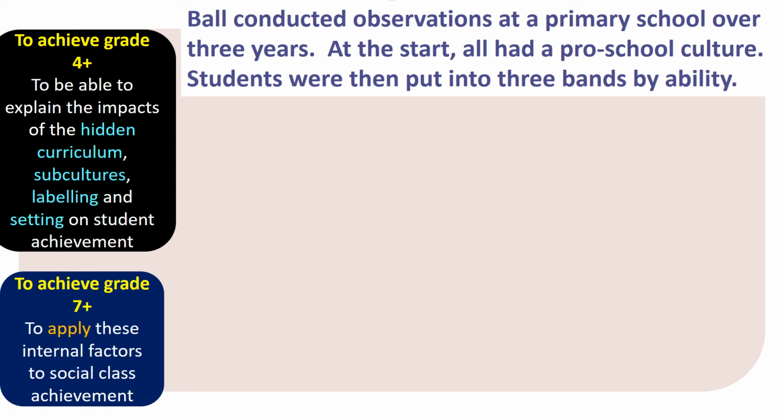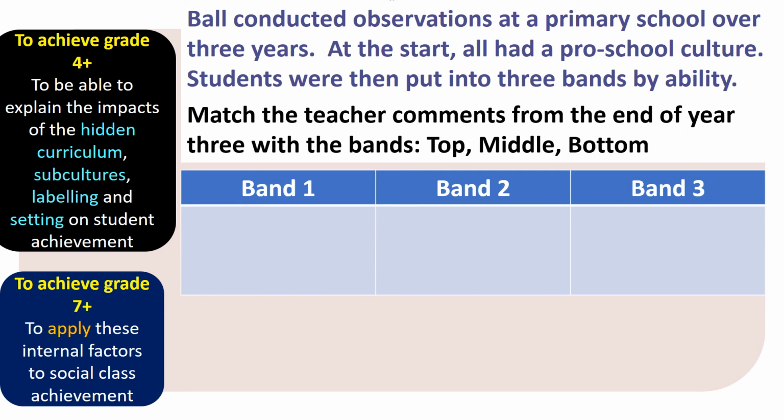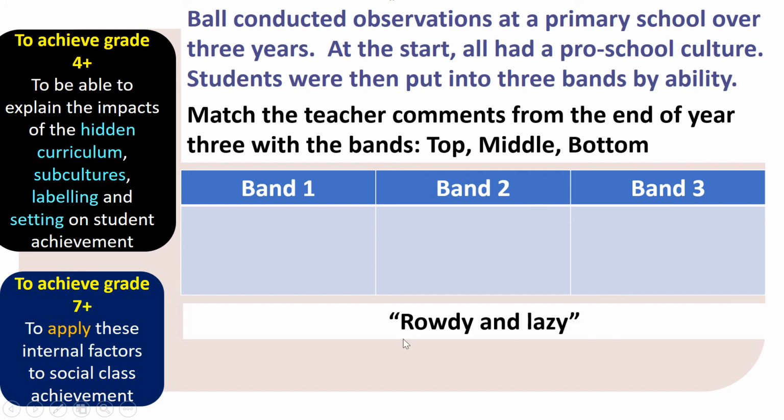And then at the end of 3 years, he did some interviews with the teachers. I'm going to give you some comments of what the teachers said. Can you identify whether these teachers were talking about band 1, band 2, which is the middle, or band 3, the lowest ability band? So here's the first one. Rowdy and lazy. That's a line from one of the teachers' interviews. Was that teacher being interviewed about the top band, the middle band, or the bottom band? Copy the table out, band 1, band 2, band 3, pause the video and copy rowdy and lazy into the band you think that comment goes.